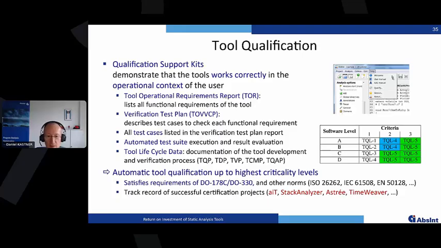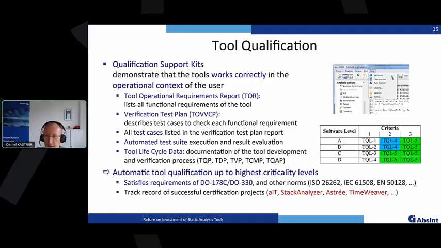So in ISO 26262 it would be up to ASIL D, TCL3. And this is the table from DO-178C. So for verification tools you have typically TQL 4 or 5, mostly TQL 5, and this is something you can support with the qualification kit.